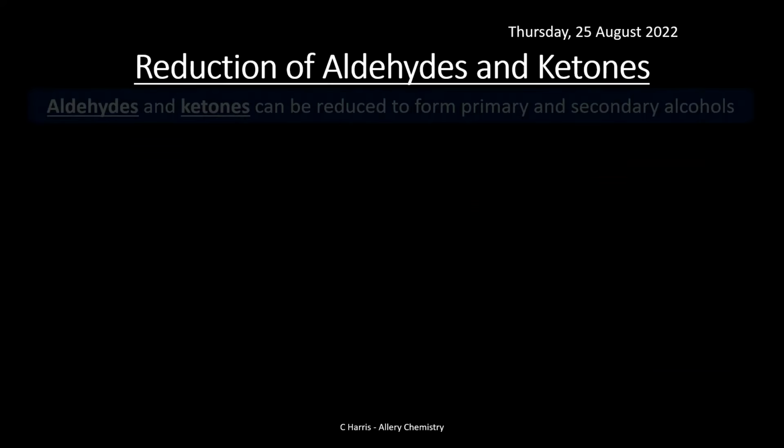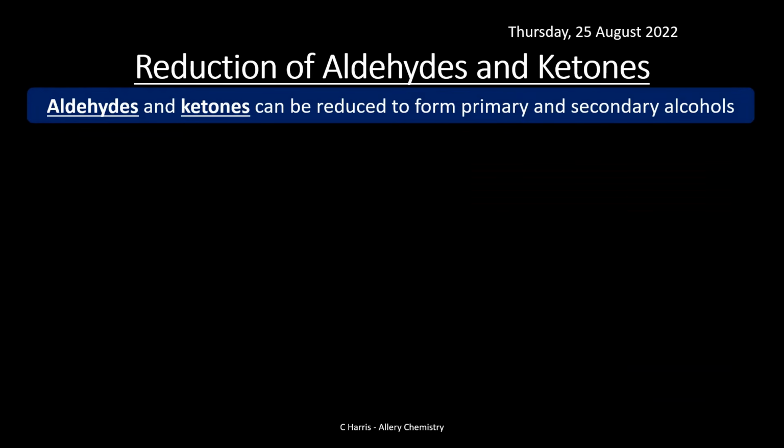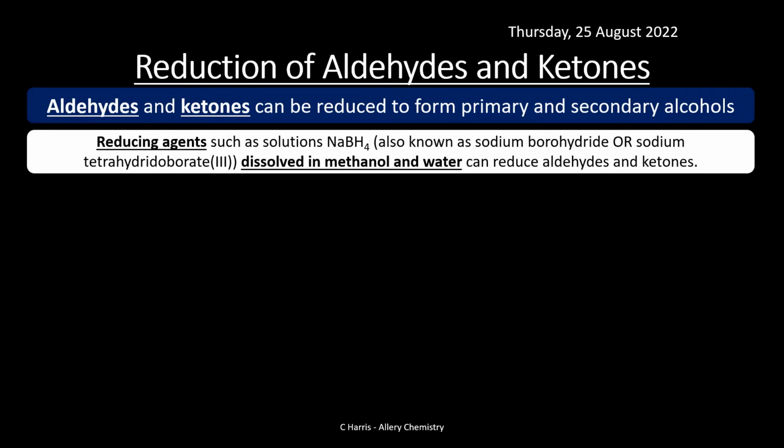Okay, so let's look at the reduction of aldehydes and ketones. We looked at the oxidation of alcohols to form aldehydes and ketones, and now we're just going to go backwards, effectively. So aldehydes and ketones can be reduced to form the primary and secondary alcohols that we looked at before. Now, a reducing agent we would use is something like sodium borohydride, which is NaBH4. We can use this dissolved in methanol and water. And then we can reduce aldehydes and ketones back to primary and secondary alcohols, respectively.